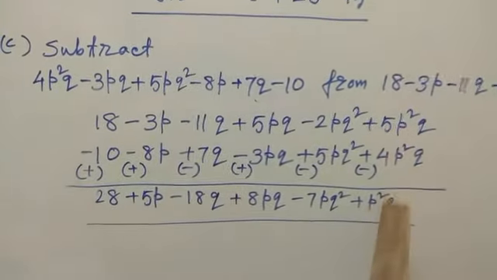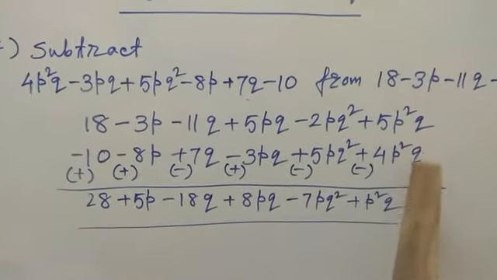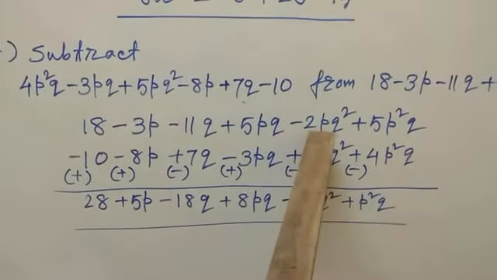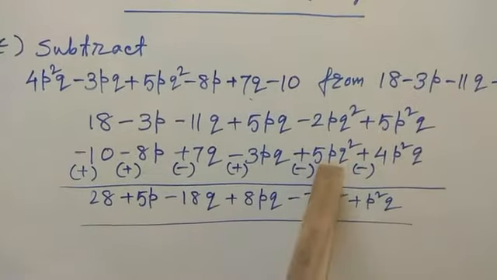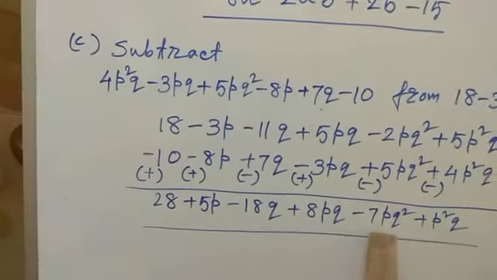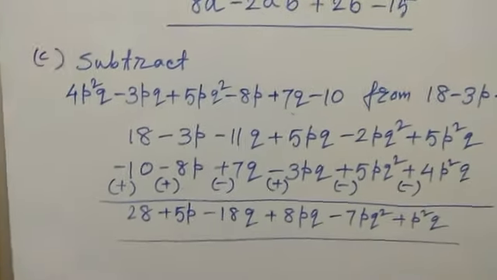Now 5 minus 4 is 1 with the literal coefficient p square q. Minus 2 minus 5 is minus 7 with the literal coefficient pq square. Plus 5 plus 3 is plus 8pq. Minus 11 minus 7 is minus 18 with the literal coefficient q. Minus 3 plus 8 is plus 5 with the literal coefficient p. So this is 5p. And plus 18 plus 10 is plus 28. So this is the difference between these two expressions.